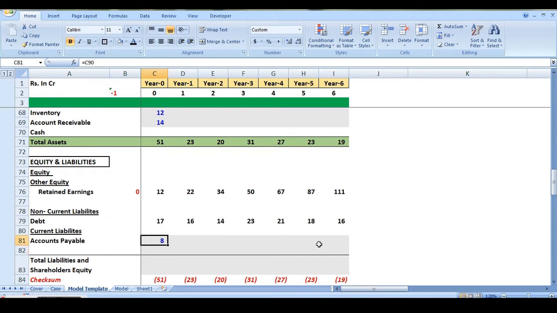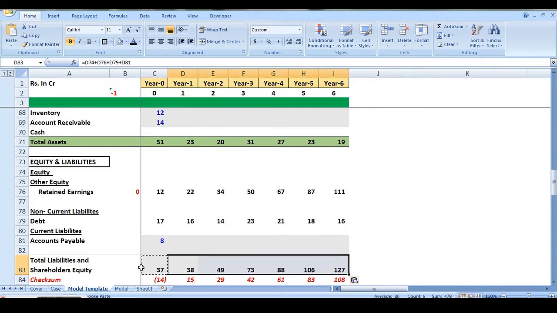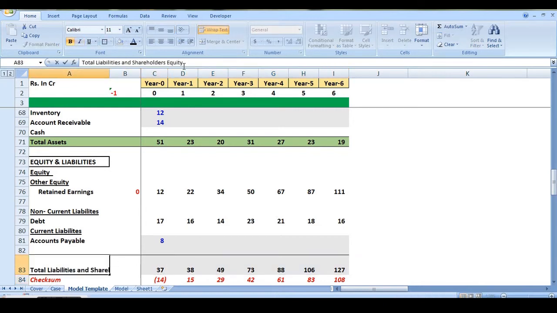But before going for that calculation, let us make the total of the liability side. There is no equity here, but still we take equity plus retained earnings plus debt plus accounts payable. This gives you the total of the liability side, which you call total liabilities and shareholders' funds rather than equity. I'll make that correction, and you can paste this formula across. Instead of shareholders' equity, we will write shareholders' funds.